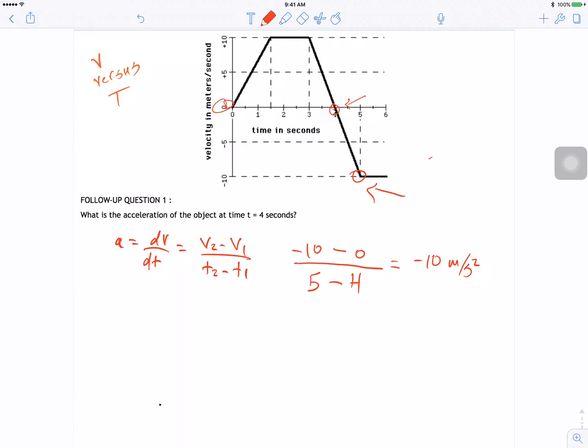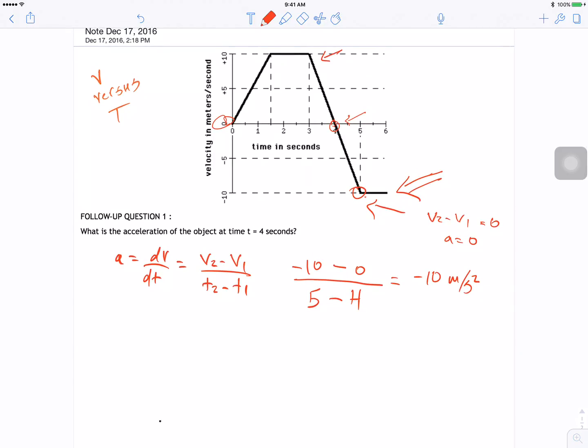So let's say if they ask you about the time at this point in here, after 5 seconds. After 5 seconds, if you can see, the velocity is the same. So when you do v2 minus v1, that will give you equal to 0. So that means the acceleration is 0, because the velocity is constant. Cool. Same way here, between this point and this point, the acceleration will be 0.